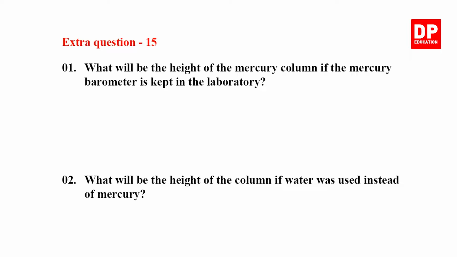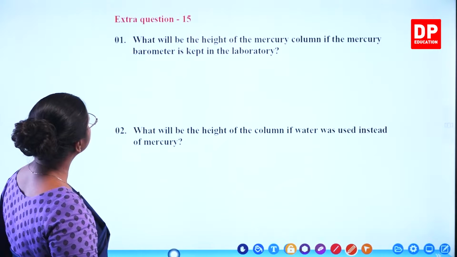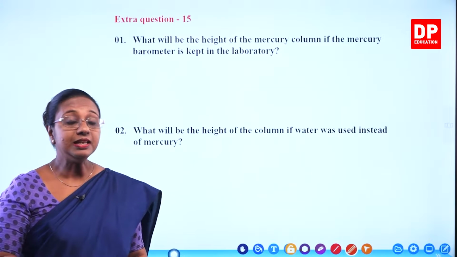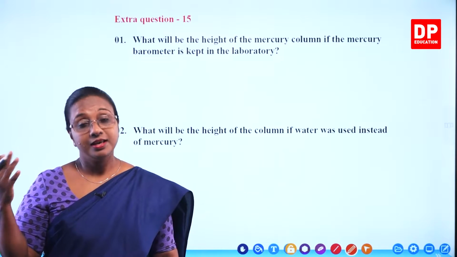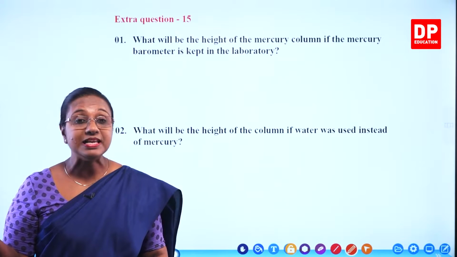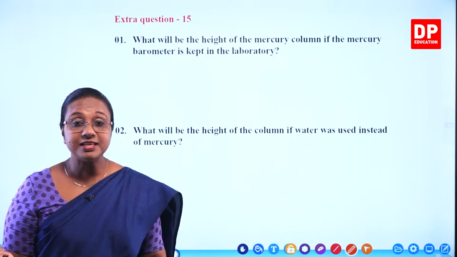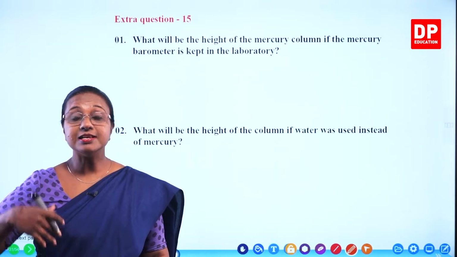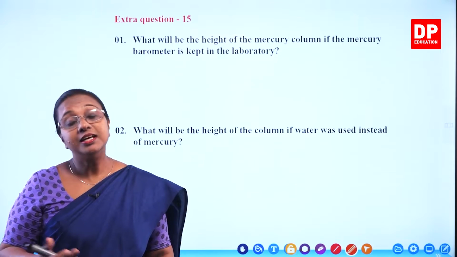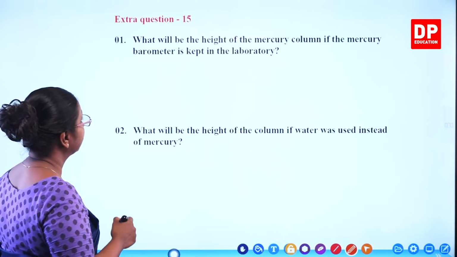Extra question 50. What will be the height of the mercury column if the mercury barometer is kept in the laboratory? Normally, a laboratory is usually considered to be at mean sea level. So, if it is mean sea level, what will be the height? It will be 76 centimeter mercury. Unless the lab is at a very high elevation, the atmospheric pressure will be equal to 76 centimeter mercury.